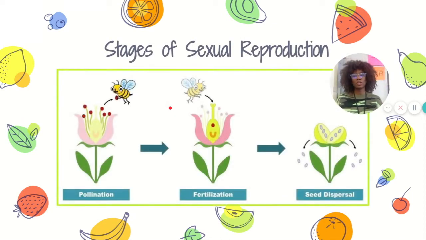Stages of sexual reproduction. So we have the pollination. So we can see this bee is taking this pollen. It's going to go to another flower. It's going to drop that pollen on top of the stigma. It's going to travel down the style and into the ovary. That's fertilization. Then everything develops into a fruit, and then seeds are dispersed. Those seeds then plant and grow into an actual plant.